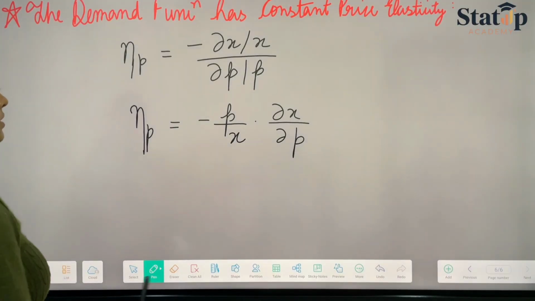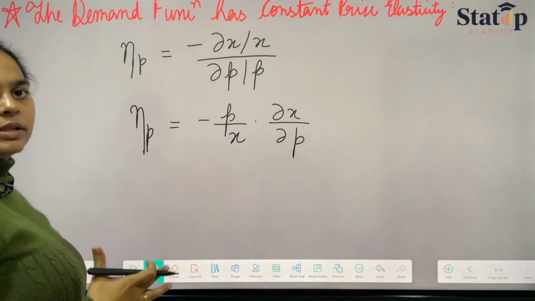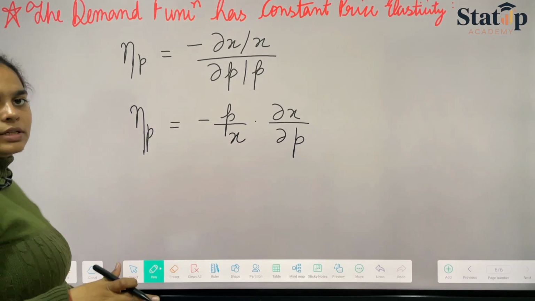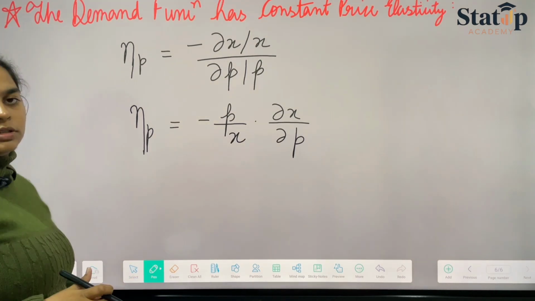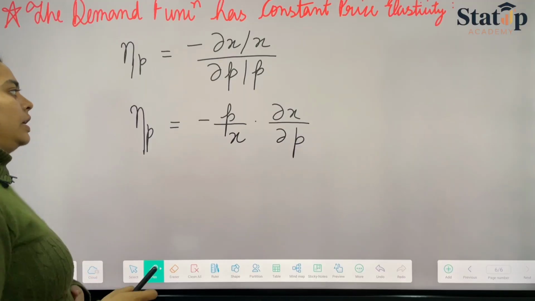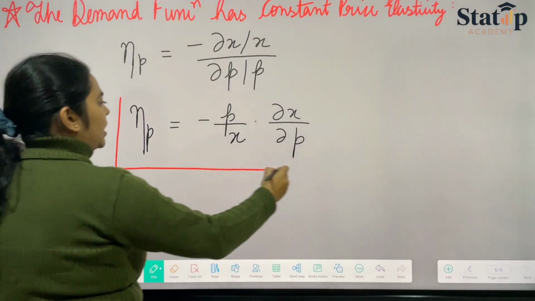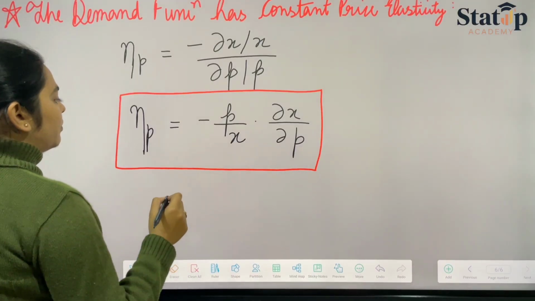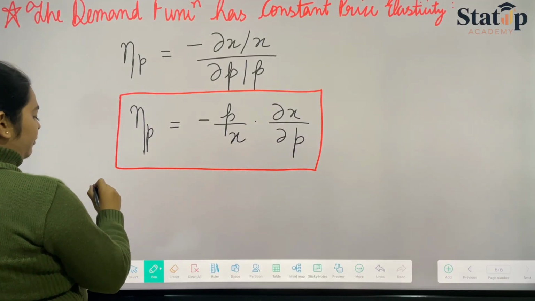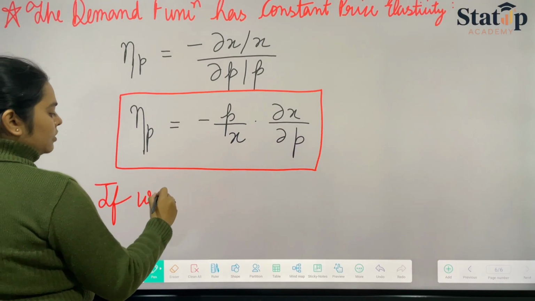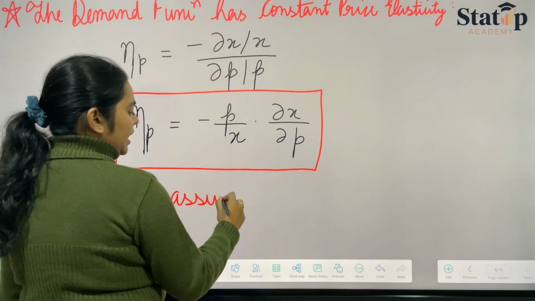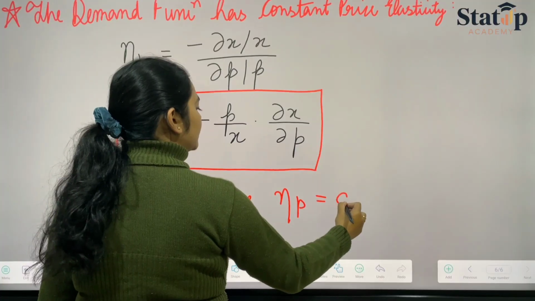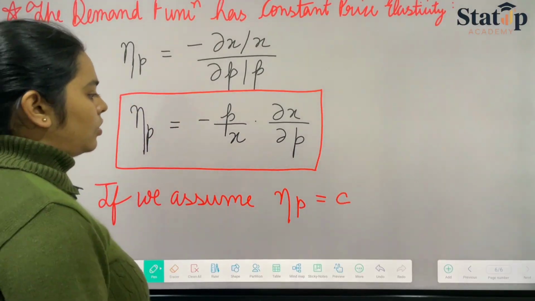This minus is there because as the price increases, the demand decreases, and as the price decreases, the demand increases. So both of them move in opposite directions. That is why there is a minus sign. So this is the formula for our price elasticity of demand. But here, if we assume that price elasticity is a constant, let us take it as C. Price elasticity is a constant C.